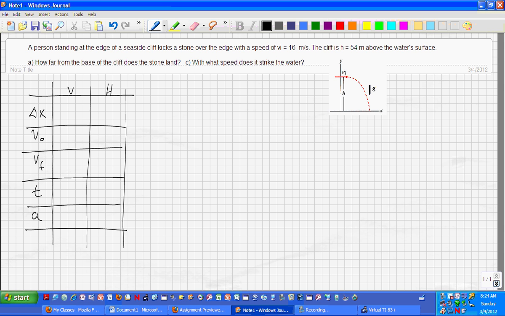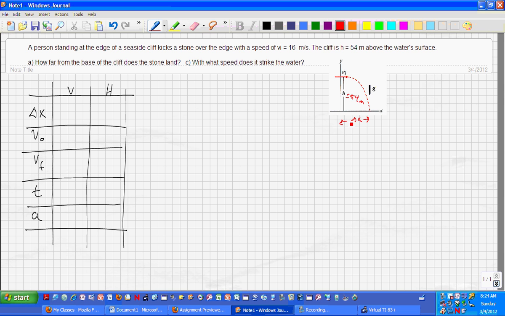Let's start out with how far away from the base of the cliff the stone lands. We'll work with that. We've got a little picture here. Essentially, we've got the cliff, which is 54 meters high, and we want to know how far out it lands, this horizontal change in position.